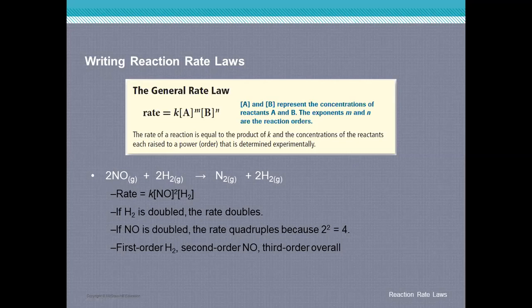If H2 is doubled, the rate doubles. If NO is doubled, the rate will be quadrupled, because 2 to the power 2 equals 4. NO appears as 2 molecules in the reaction, so if its concentration is doubled, 2 squared is 4. It is first order in H2, second order in NO, and third order overall.